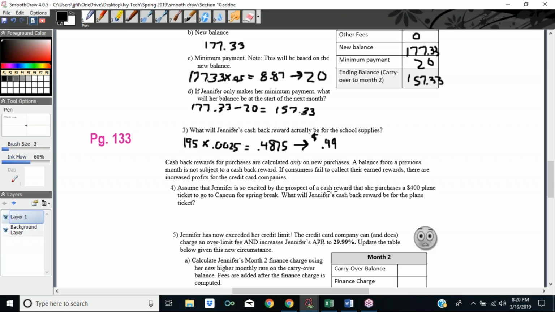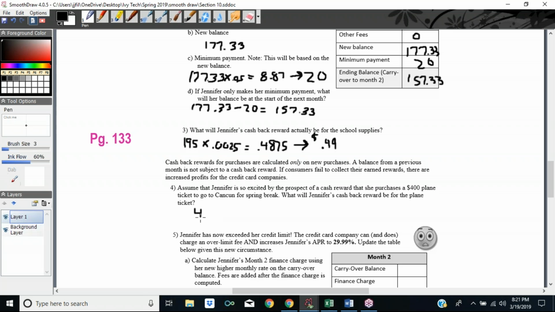All right. So cashback rewards for purchases are calculated only on new purchases. A balance from a previous month is not subject to cashback reward. If consumers fail to collect their earned rewards, there are increased profits for the credit card companies. So here it says, assume that Jennifer is so excited by the prospect of a cash reward that she purchases a $400 plane ticket to go to Cancun for spring break. What will Jennifer's cashback reward be for the plane ticket?